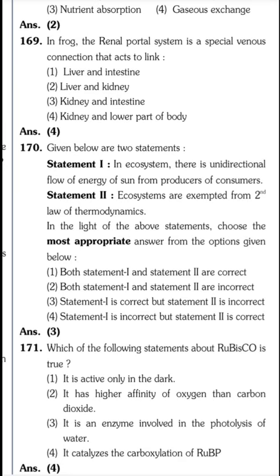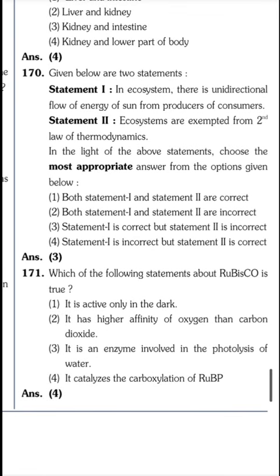So energy is neither created nor destroyed. So ecosystems also follow that. Okay. Which of the following statements about rubisco is true? This is from photosynthesis in plants. It is active only in the dark. That is a wrong statement. It has higher affinity for oxygen than carbon dioxide. It is wrong. It has more affinity towards carbon dioxide.